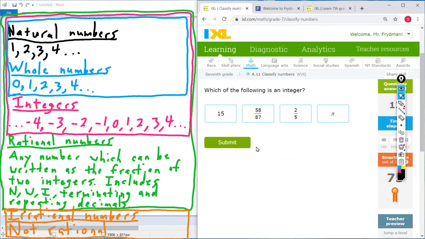Which of the following is an integer? So for the integers, 15 would be an integer. Not this, not this, not this. So let's hit Submit there.